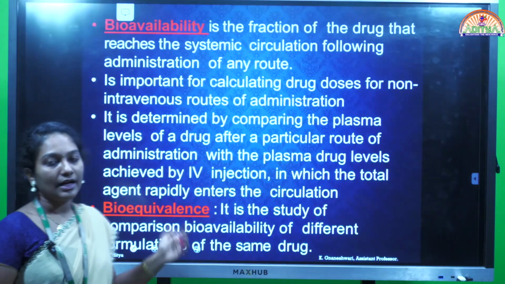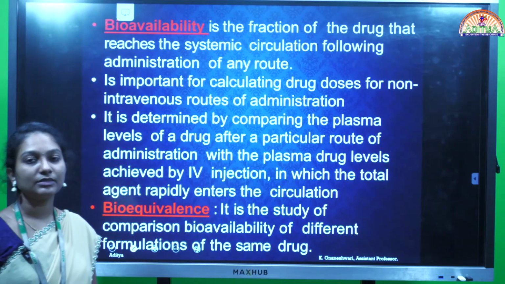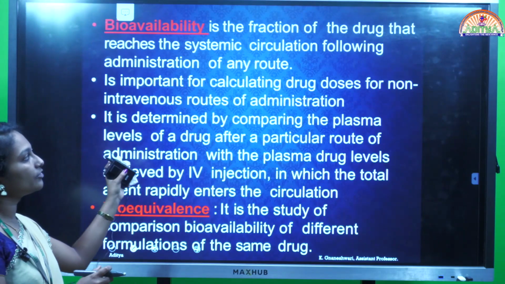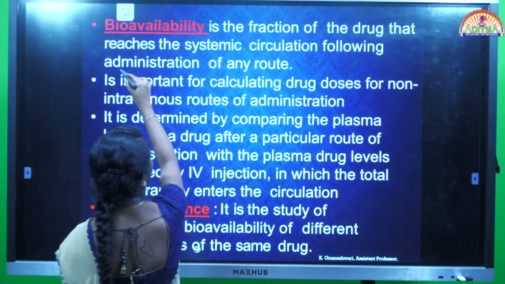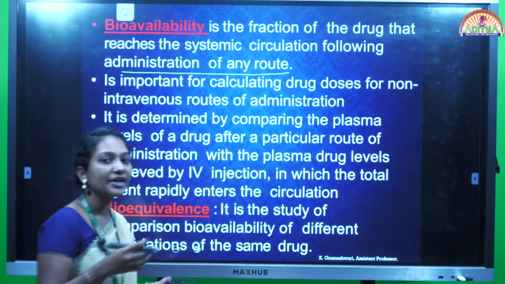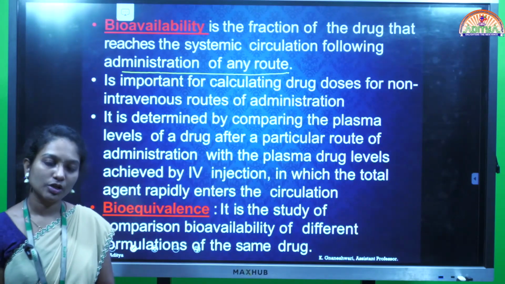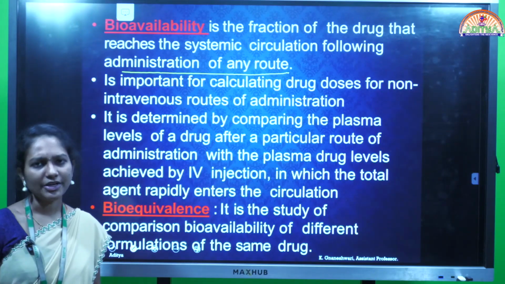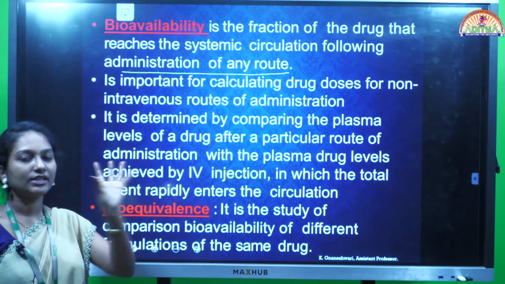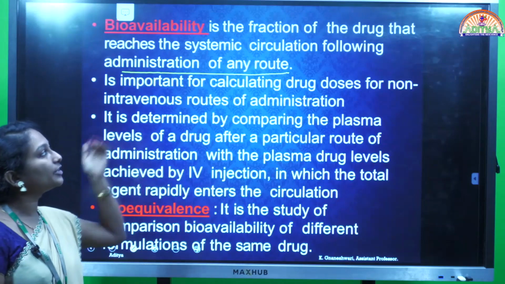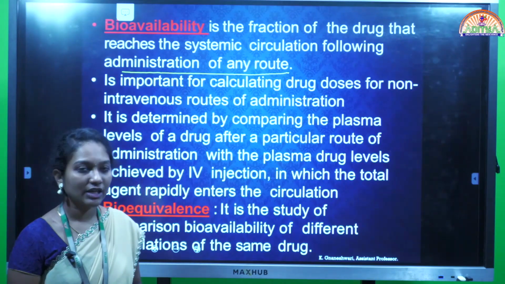Okay, and the next one is the bioavailability. Bioavailability is nothing but the fraction of the drug that will be reaching the systemic circulation, and that could be from any route. The administration could be through any route, either the oral route or the intravenous route. So the route could be anything, but the fraction of the drug that will be reaching the systemic circulation, we will be counting as the bioavailability of the drug.